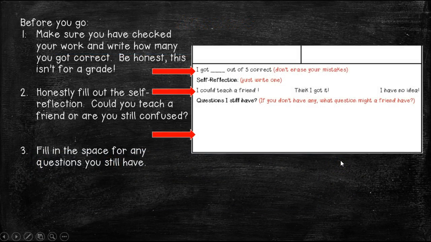Before you go, make sure you've checked your work and you write how many you got correct. Be honest, it's not for a grade. Please honestly fill out that self-reflection so I can help you tomorrow during guided math, and fill in the space for any questions you still have.